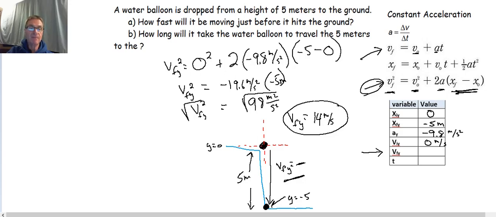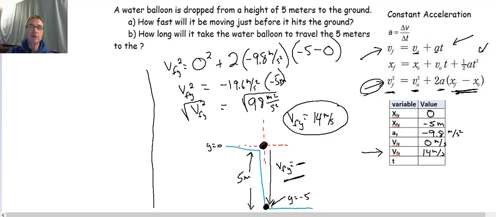Okay, so that's part A. Part B says, all right, and we're going to add this to our table here. Part B wants to know how long it's going to take for the water balloon to travel that 5 meters to the ground. Well, what equations have time in them? Well, the second equation does, and the third equation does. We could use the third equation: x final we know, x initial we know, initial velocity we know, and time we're looking for. We could get that one, but that one looks a lot more complicated.